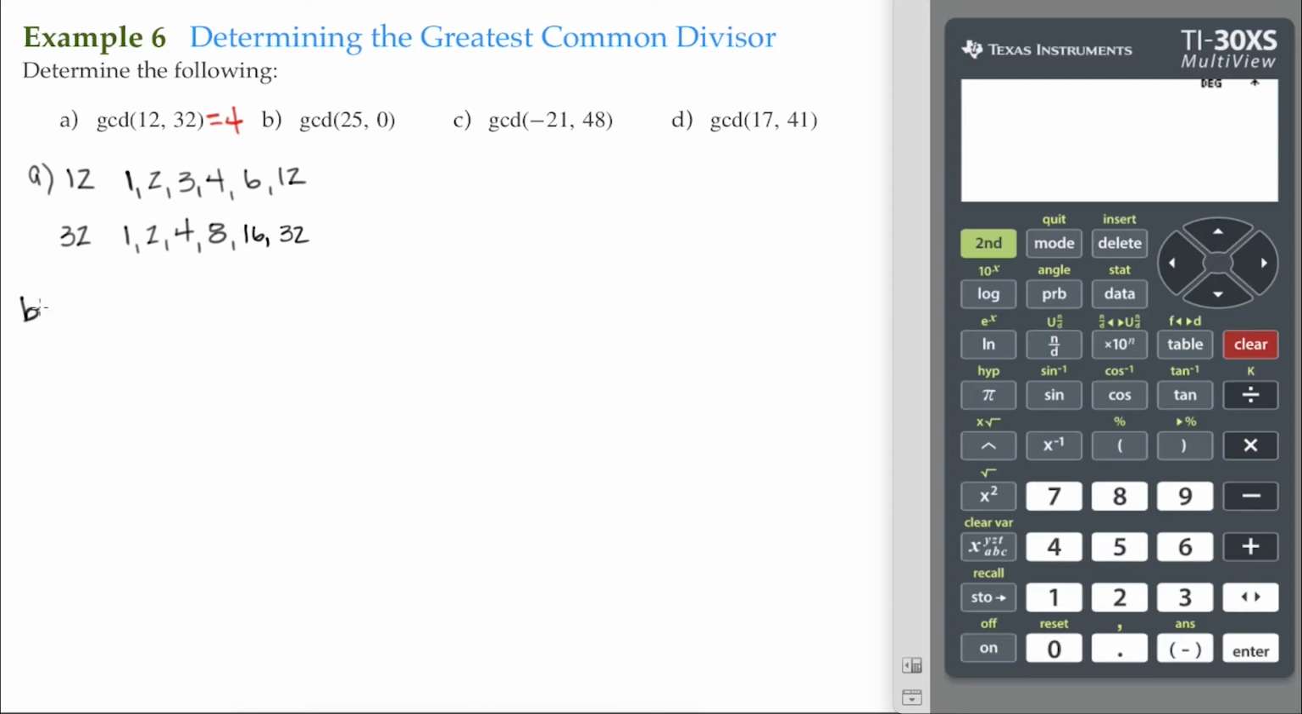For B, we have 25. The divisors of 25 are 1, 5, and 25. And the divisors of 0 are 1, 2, 3, and so on. That means this continues. In other words, all integers divide into 0. The result may be 0, but they can all divide into 0. So then the greatest common divisor between 25 and 0 will be 25.